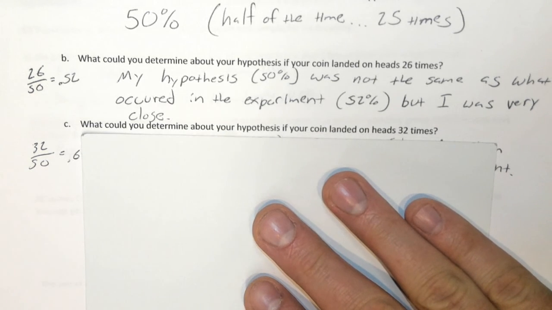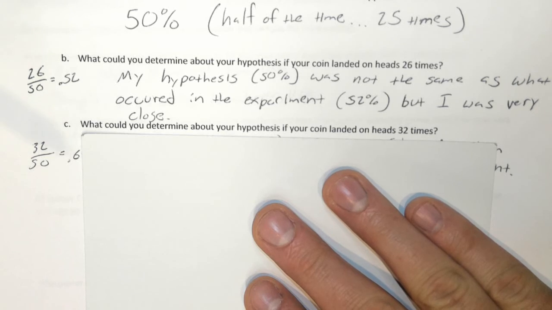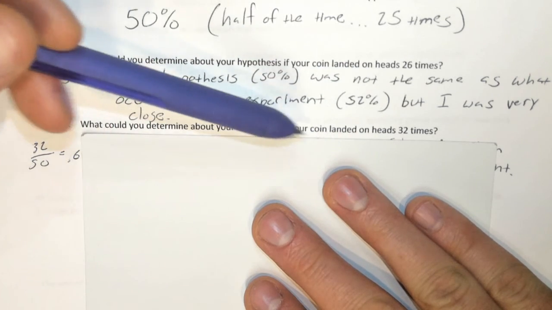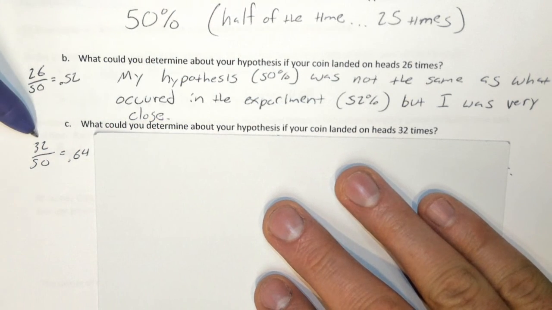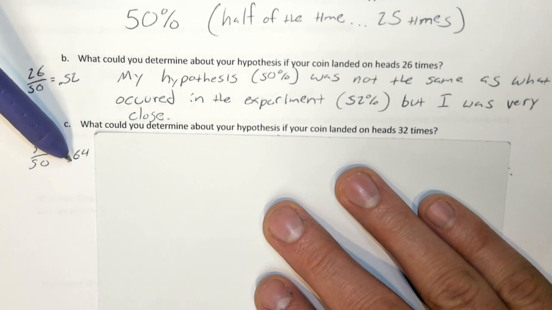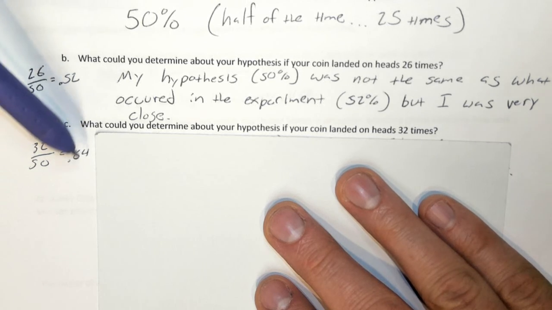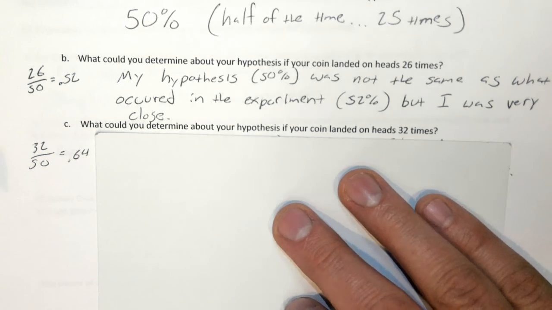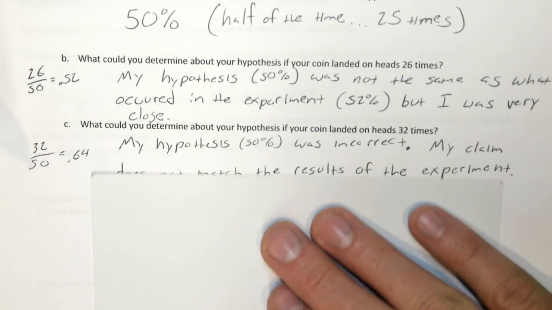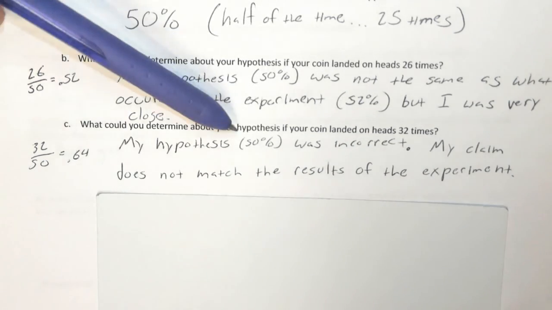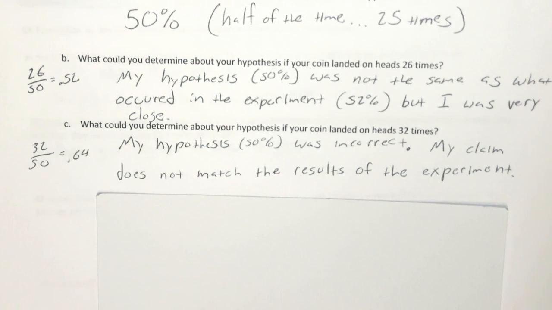Now, what can you determine about your hypothesis if you had heads land 32 times? So once again, if you do the work, 32 flips were heads out of 50 flips in total. You get 64% of the time it was heads. Now, this is definitely more different than what I had for my original hypothesis, which means that my hypothesis is not as great anymore. So my hypothesis, 50%, is now just straight up incorrect. My claim does not match the results of the experiment.